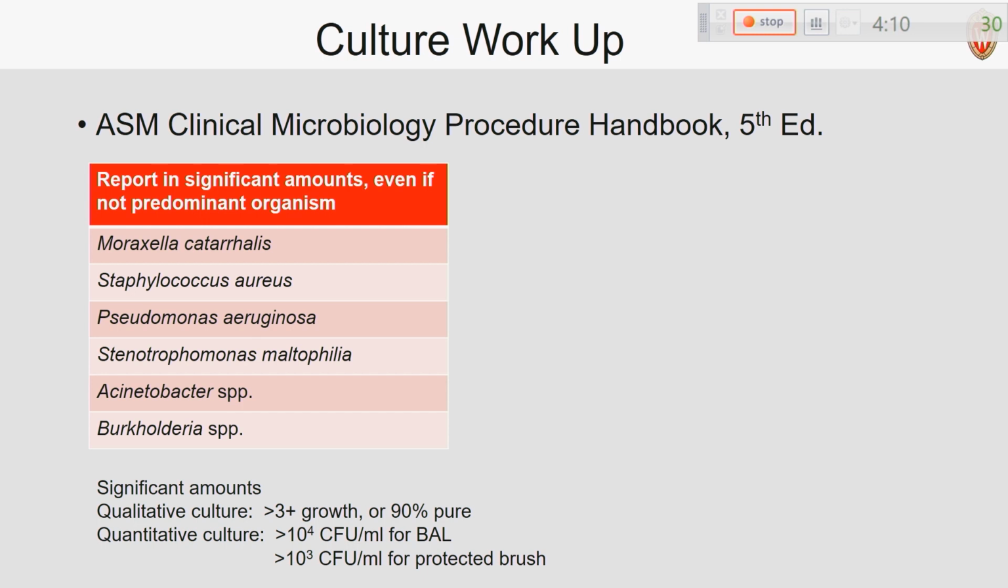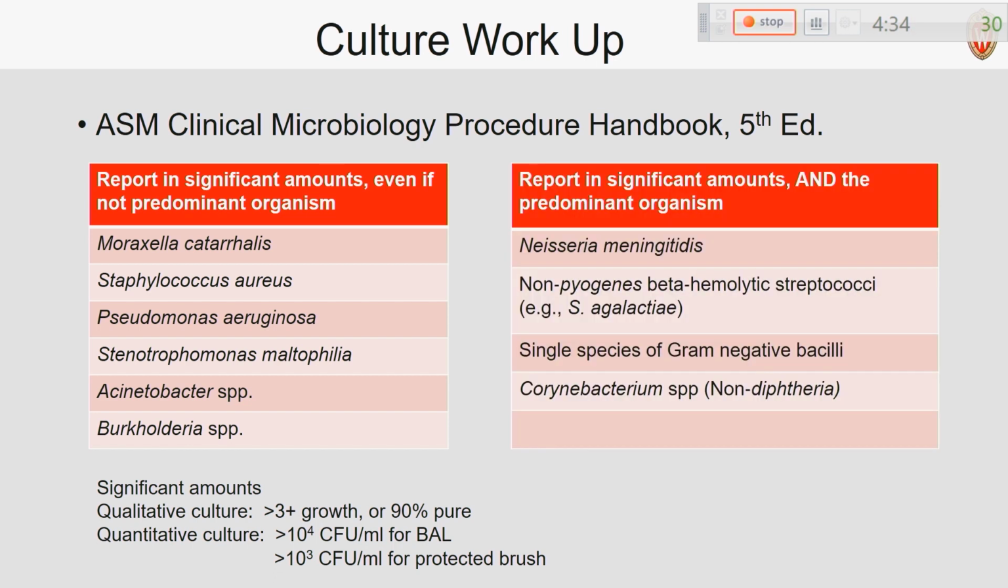Another category is report if it's in significant amounts, even if it's not the predominating organism, and they define significant amounts in a qualitative culture as either being 3+ growth, or moderate growth, or something that's 90% pure, or for those that do quantitative cultures in BALs, 10 to the 4th, or 10 to the 3rd for protected brush cultures. And then significant amounts in the predominating organism. So we really have 4 groups here that we're looking at, and the list of organisms there too that we would look for.